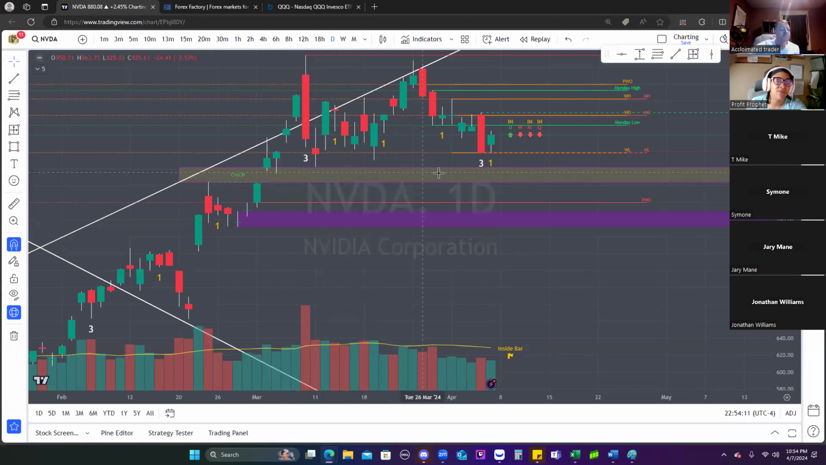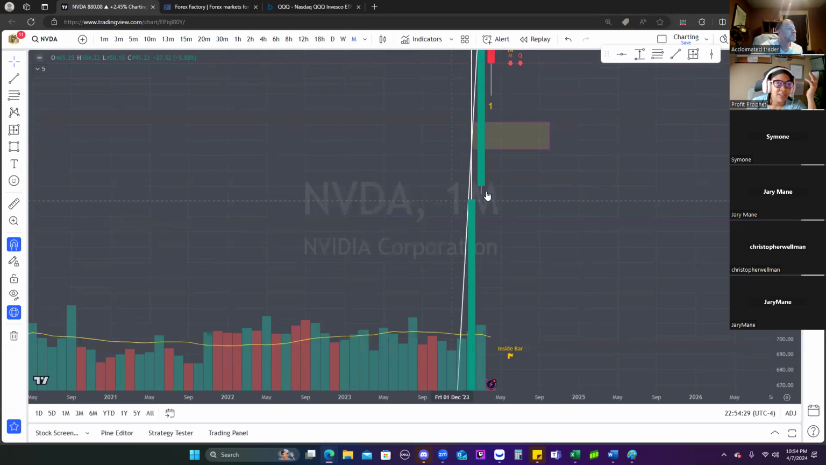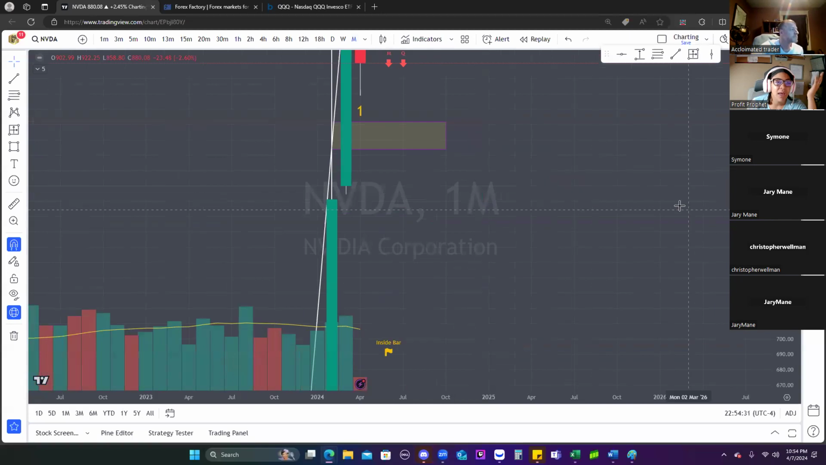Because this gap, once it gets filled, I think the lowest we could come is this 790 area, right here. That's the previous month open, so that'll be an area of magnitude. And there's another little small gap on a monthly. I think this is like the final stop, the final frontier.